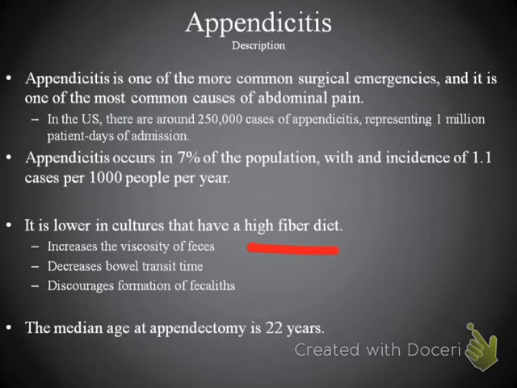The median age at appendectomy is around 22 years old. That's not to say that if you have passed 22 years old that you don't have to worry about it, because appendicitis can occur in almost any age group. However, we do see that it starts flaring up usually around 22 years of age, but that is by no means all-inclusive. But the interesting thing here is that there are only 250,000 cases a year of appendicitis. So that also means that everyone who is having abdominal pain does not have appendicitis.